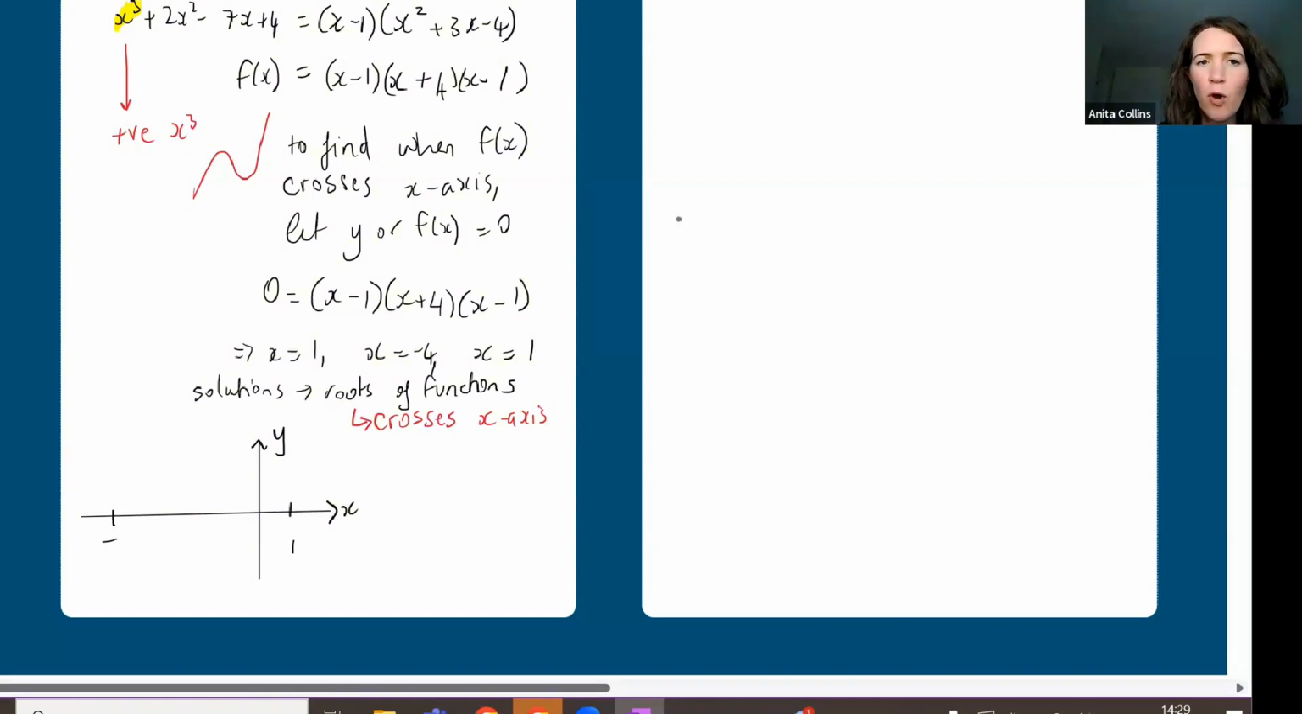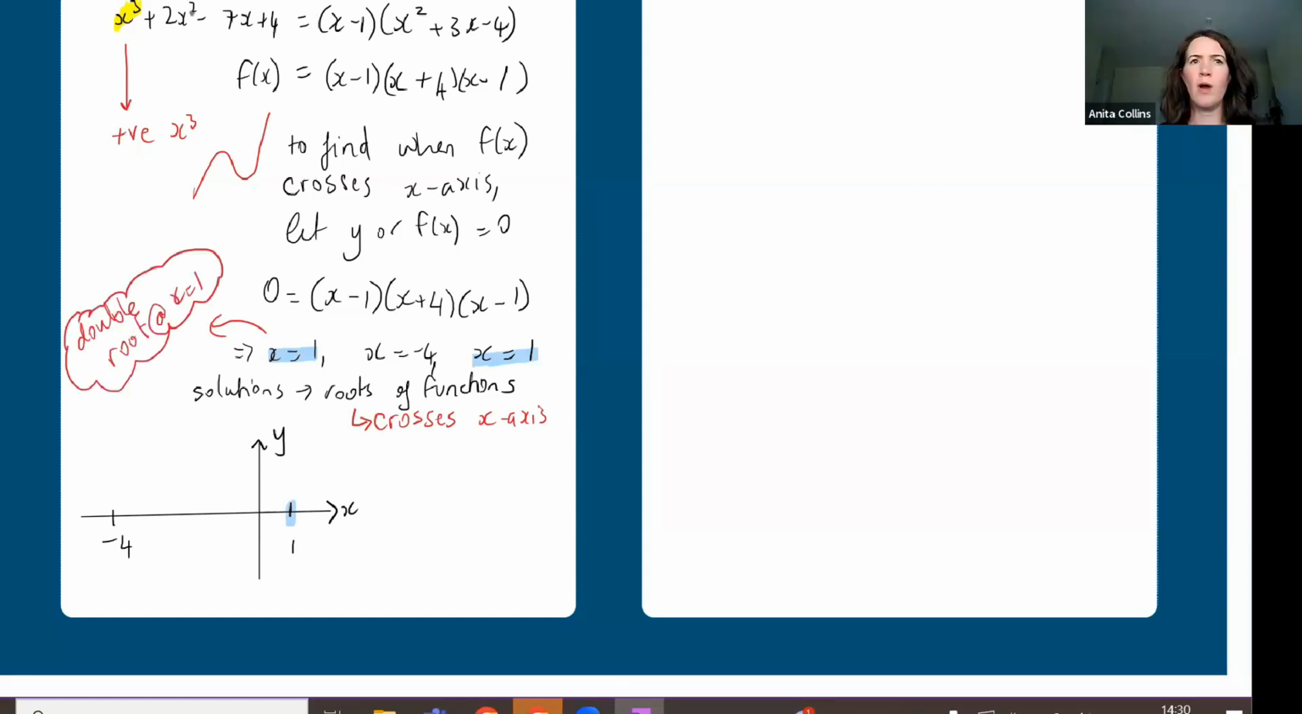Now the 1 appeared here twice, so we've got what we call a double root situation going on there at x is equal to 1. So let me just make a note of that. So double root at x equals 1. What we've got here is we've already said that our cubic function has a positive x cubed. So it starts by going up first. It goes up, down, up.